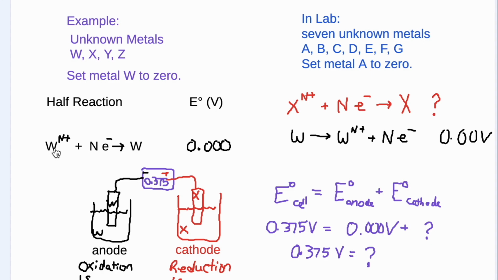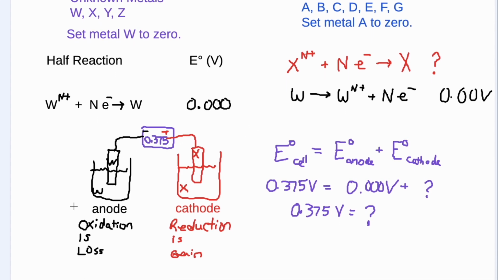So the metal W, we don't know the charge, could be +2, could be +1, so I have it as +N. We're going to add N number of electrons to it to come up with W metal with a 0 charge. So that is showing the reduction of metal W. That's the half reaction, and we are going to set this equal to be 0 volts. So that's our potential of that half reaction.